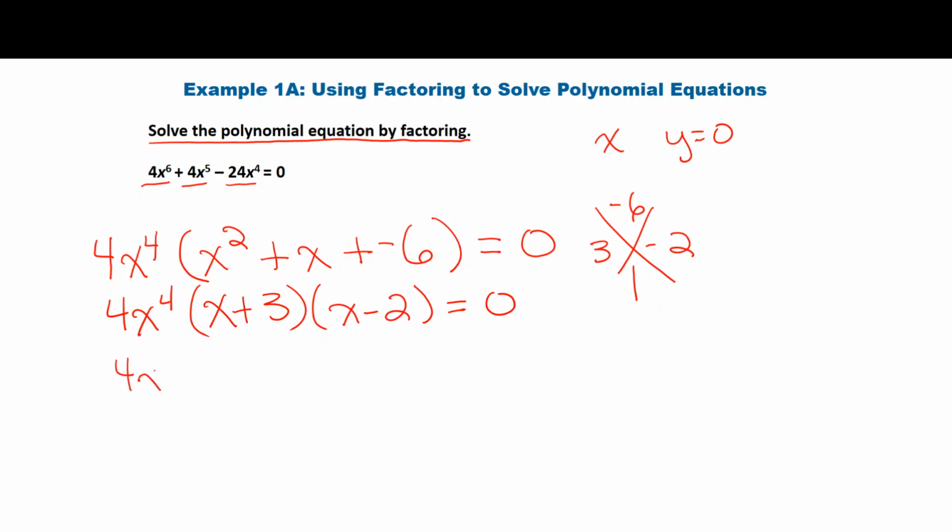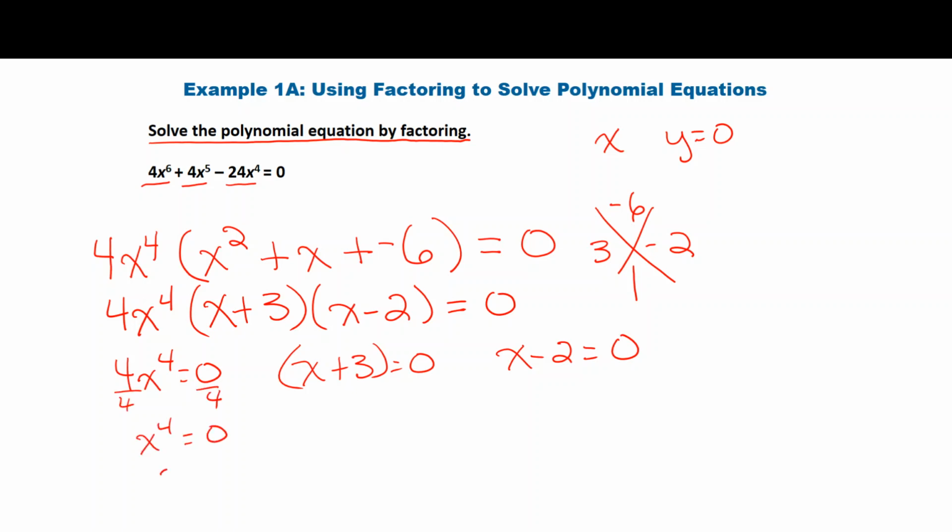So I'm going to say 4x to the 4th equals 0, or x plus 3 equals 0, or x minus 2 equals 0. All right, so I know if I divide by 4 on both sides, I now have x to the 4th equals 0, so x equals 0. Here, if I subtract 3 on both sides, I end up with x equals negative 3. And here if I add 2 to both sides, I get x equals 2.